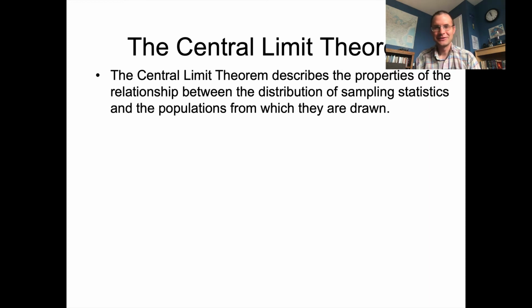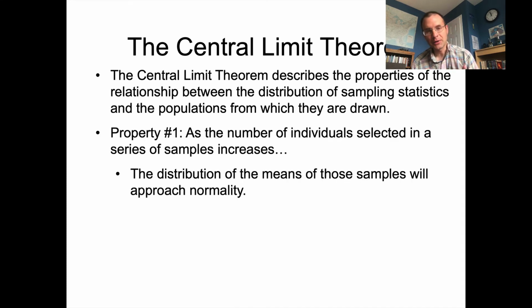All right, so the central limit theorem describes the properties of the relationship between the distribution of sampling statistics and the populations from which they are drawn. So the first property, not axiom, but property, is that as the number of individuals selected in a series of samples increases, the distribution of the means of those samples will approach normality. This is the crucial feature to begin with: the number of individuals in your sample.